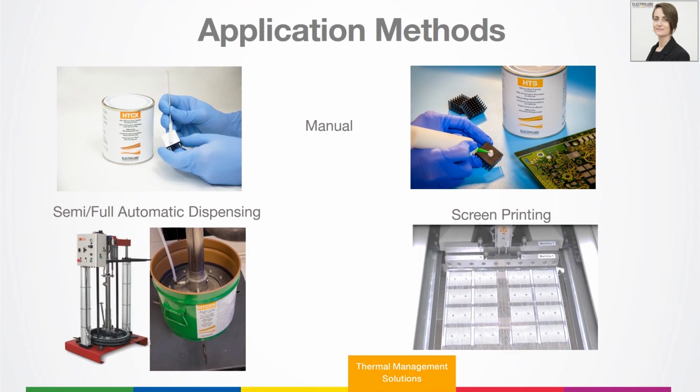Just some little pictures here of how you can apply the products. Manually, you just have to be careful that you have a nice uniform surface and that you don't apply too much of the product. Screen printing can be done in an automated fashion or also just manually again using a screen and a squeegee. And then you have semi or full automatic dispensing where you can control how much material you want on the surface, and when the two surfaces mate, it spreads out into a nice uniform layer.